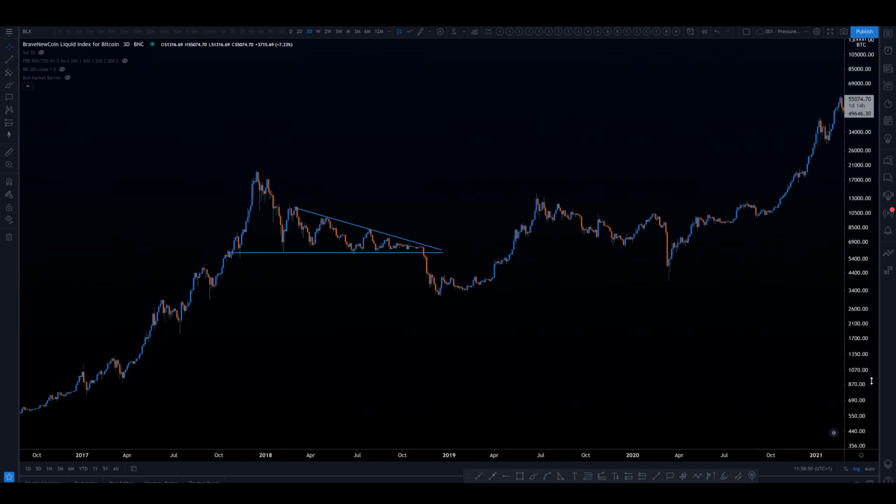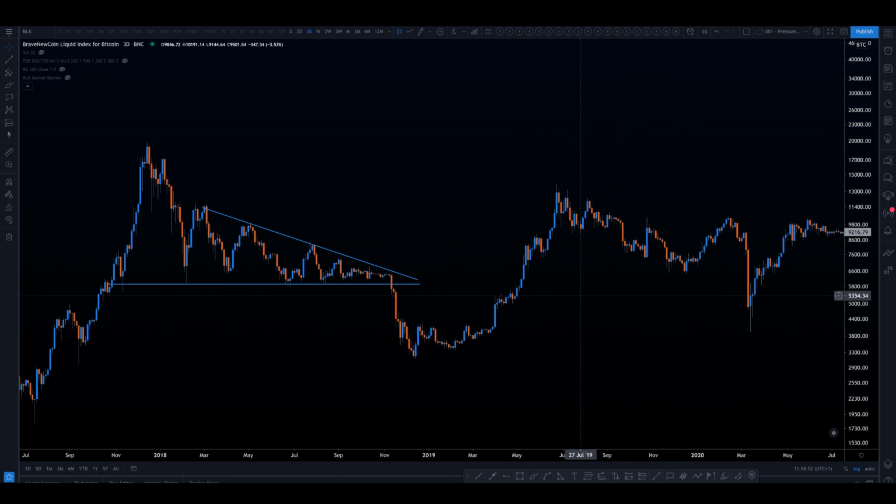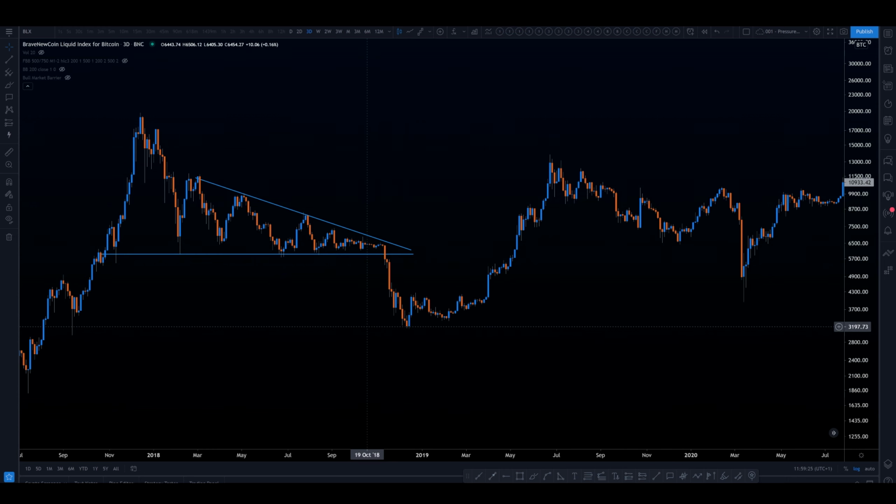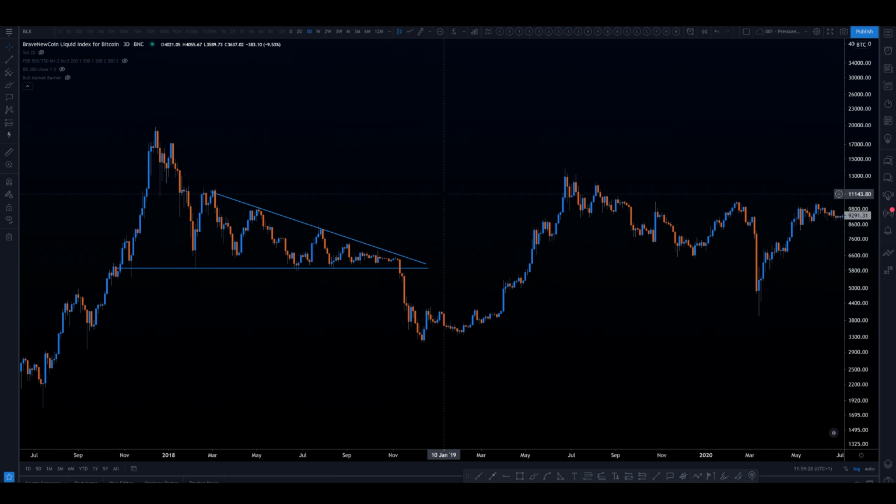Maybe not that long. So as you can see, what I just did was just to draw a descending triangle based on this price action here in 2018, where we had lower highs all the time in this bear market structure. And we had a floor at around 6,000. And this structure ultimately broke down to 3K, so minus 50%.